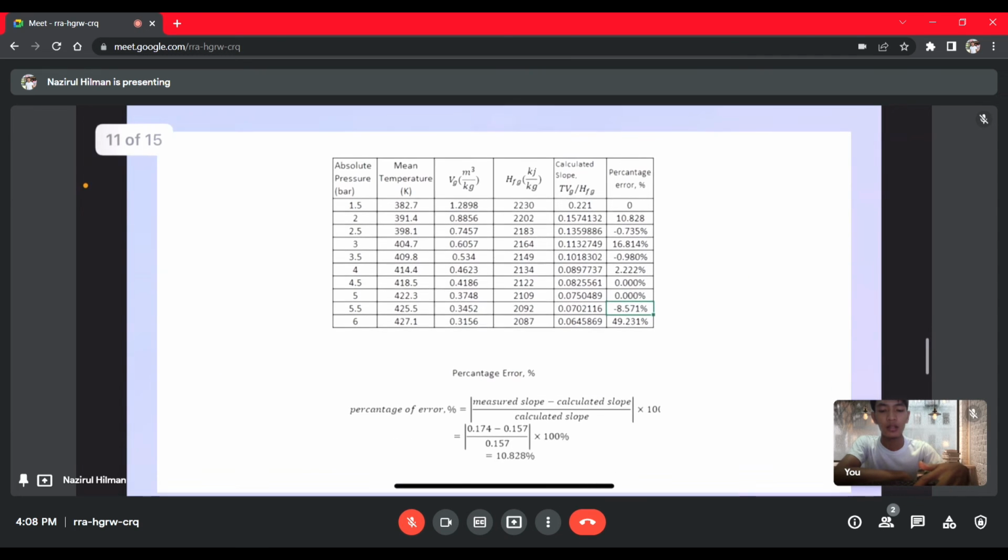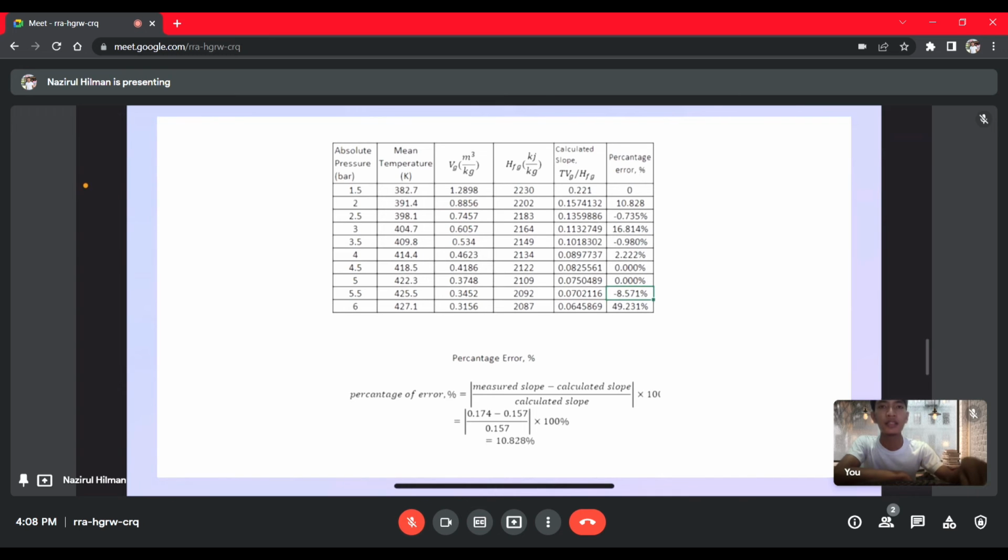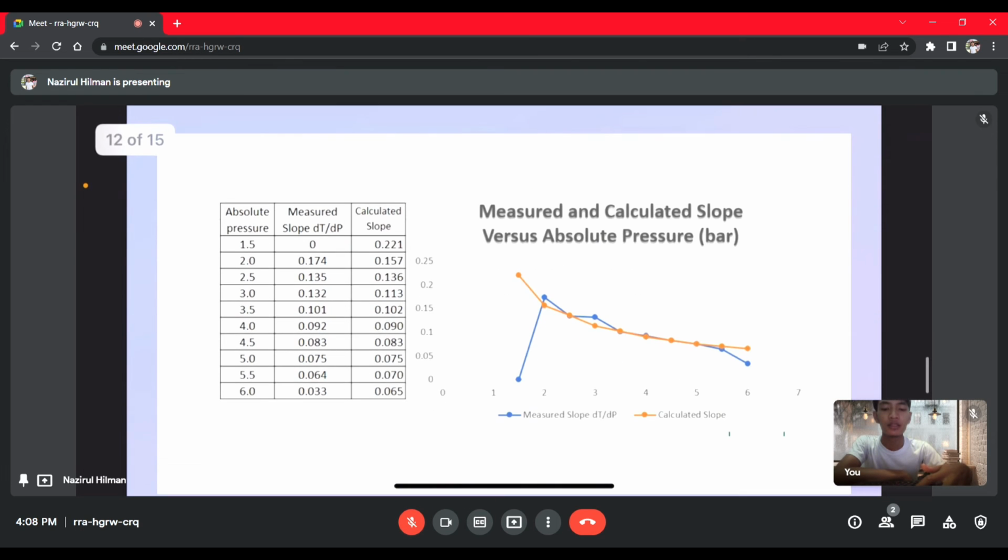Next, this is the sample calculation of percentage error. Next, last but not least, this is the graph of measured and calculated slope versus absolute pressure. We can compare between these two. That's all from me.